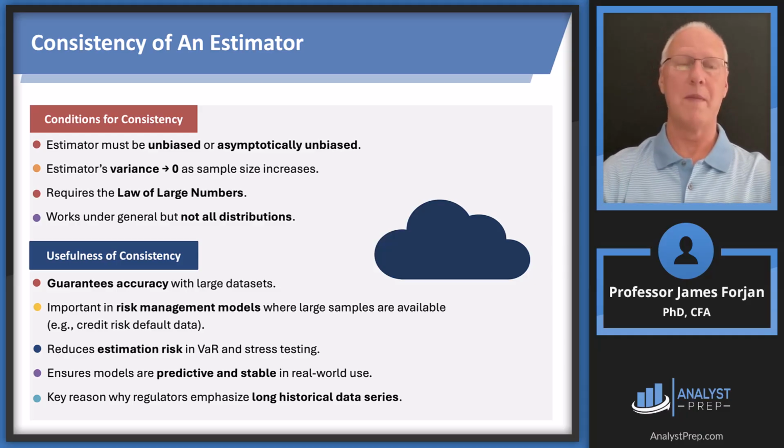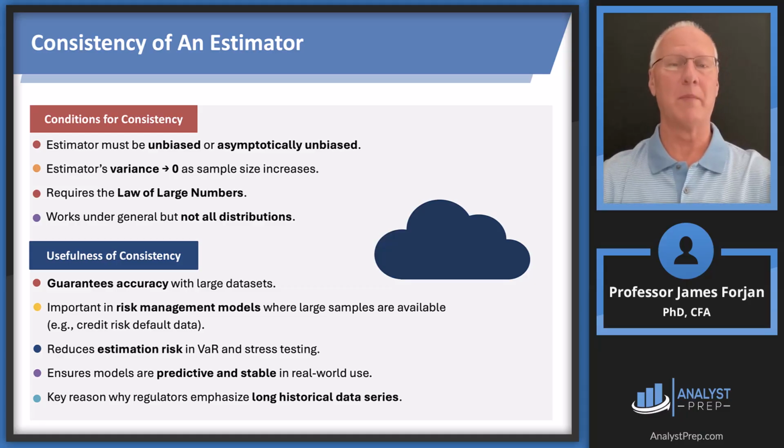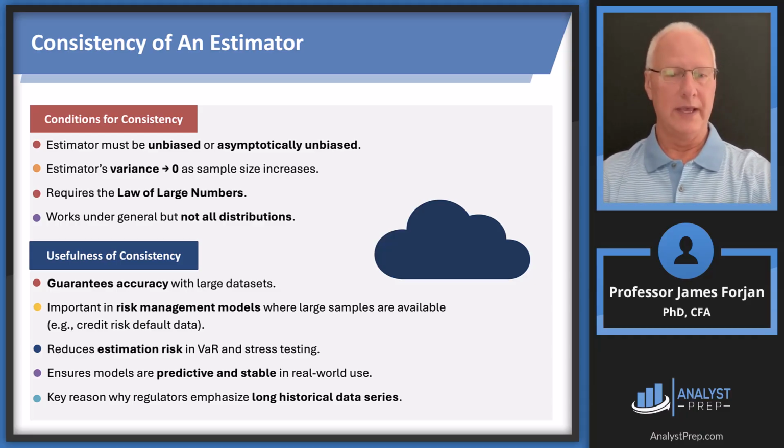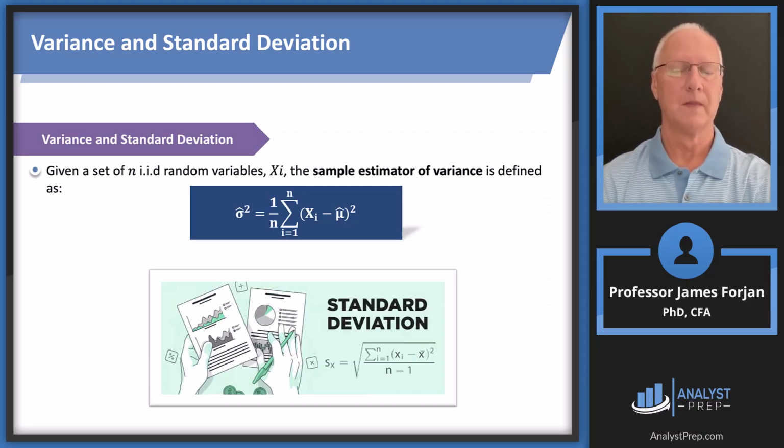All right, about the usefulness here, guarantees accuracy. Yeah, we'll talk about BLUE. We'll talk about consistency as we move through part 1 and part 2, especially when we talk about things like value at risk and maybe expected shortfall. There's the example there, credit risk default data. Yeah, reduces estimation risk in valuation. Value at risk. Yeah, predictive and stable. Yeah. All right. Good stuff.